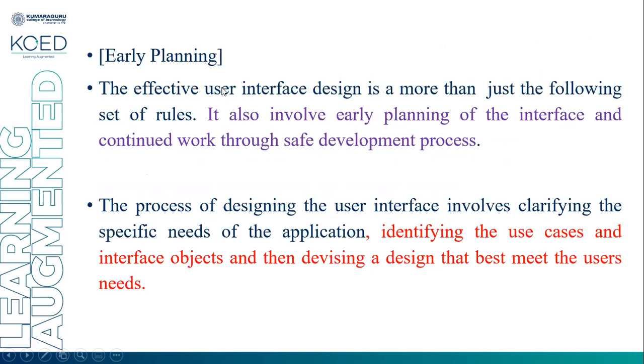Next, early planning. Effective user interface design is more than just following a set of rules. It also involves early planning of the interface and continuing to work through the software development process. The parts of designing a user interface involve clarifying the specific needs of the application, identifying the use cases and interface objects, then devising a design that best meets the user needs. So these are the things. Okay, so up to this, our macro level design process is over.